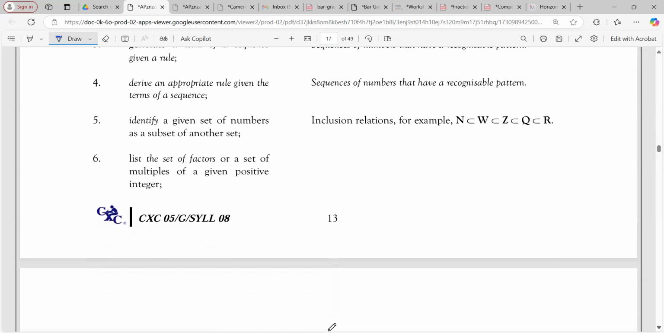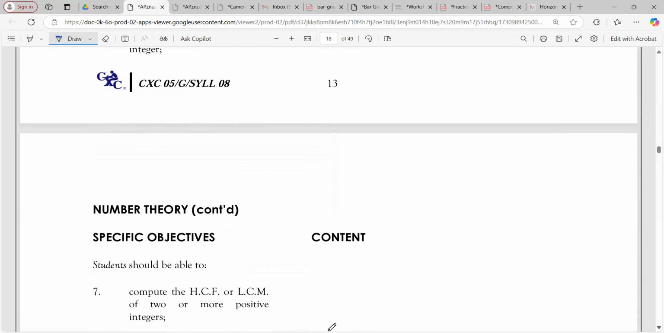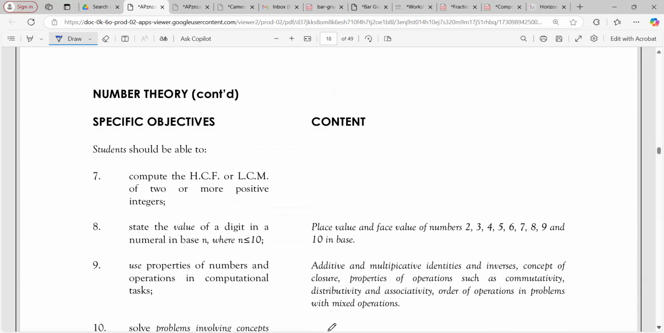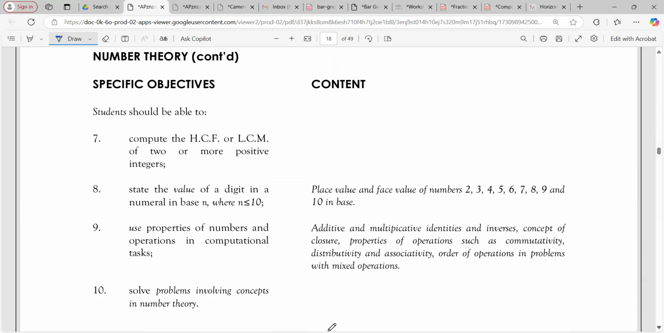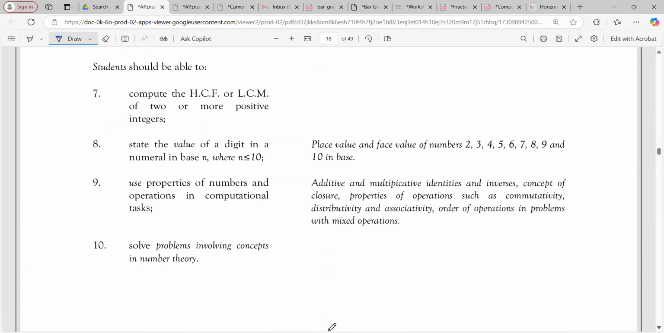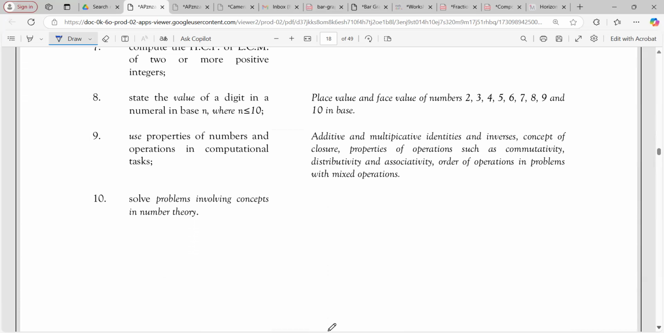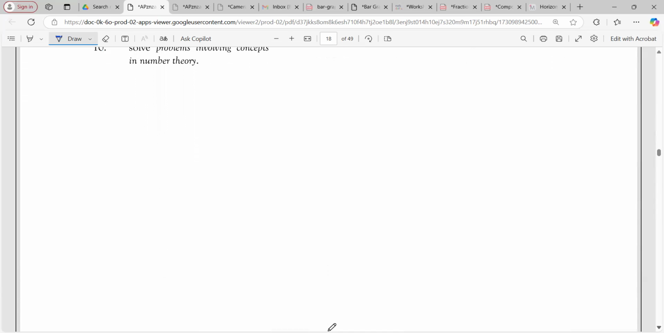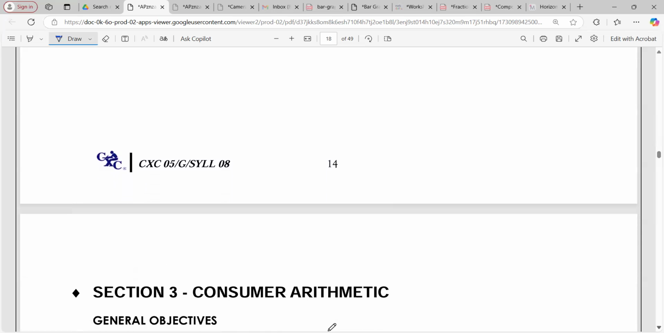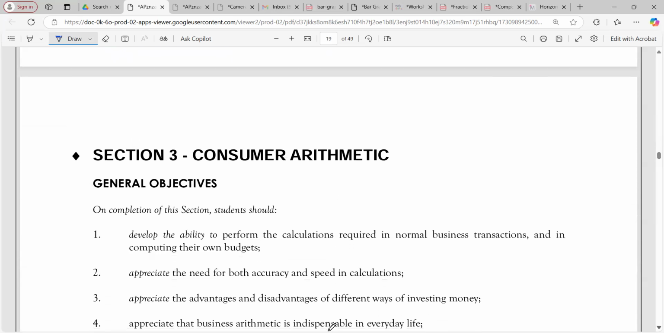And subsets and all of these numbers. We must be able to use HCF, which is the highest common factor, and LCM as well. Remember, guys, it can be tested on any of these. State the value of a digit in a number base n, where n is less than or equal to 10. Solve problems involving concepts in number theory. All of those are on the syllabus. As I said, guys, you can go on Google and get them.